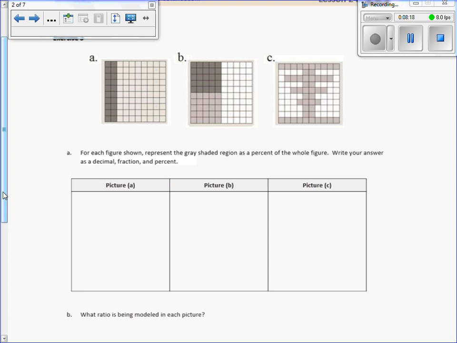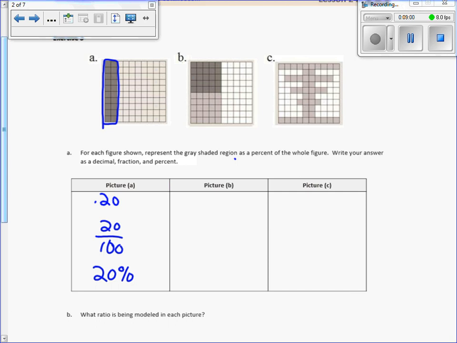So it says, for each figure shown, represent the gray shaded region as a percent of the whole figure. So let's just focus on this piece here, and that is picture A. That is 20%. Okay. Write your answer as a decimal, 20 100ths, as a fraction, 20 over 100. And we've already done it as a percent. Okay? And if we wanted to do that in that order, I guess this would be like this. Okay? Decimal, fraction, percent, decimal, fraction, percent.